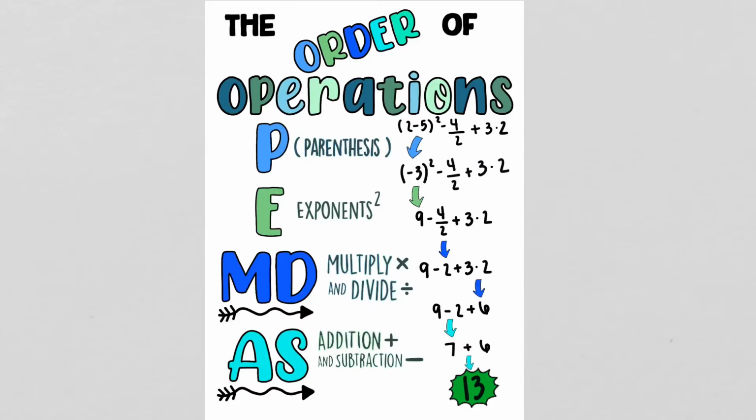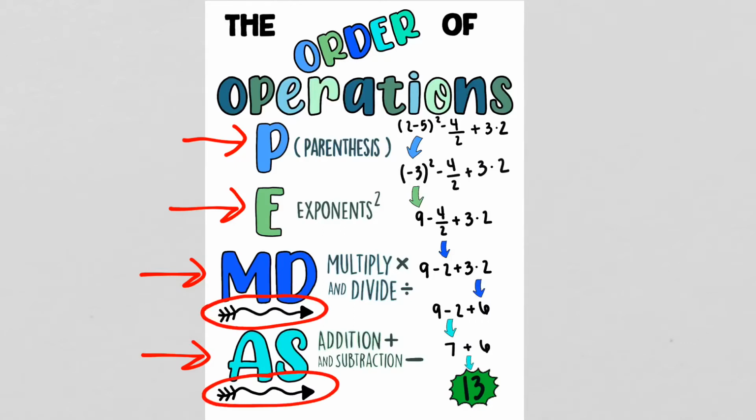So here I just have a graphic organizer. You have the order of operations. First off, you have parentheses, exponents, multiplication, division, and then addition and subtraction. This tells you the order that you do things. You start with parentheses, then go on to exponents. You do multiplication and division from left to right, and same thing with addition and subtraction. You go left to right.